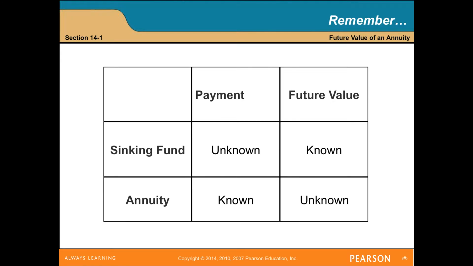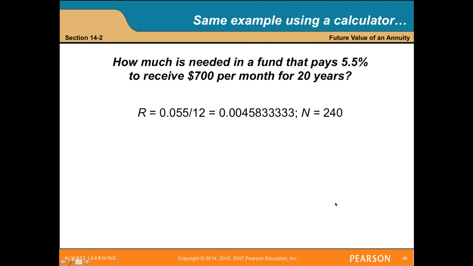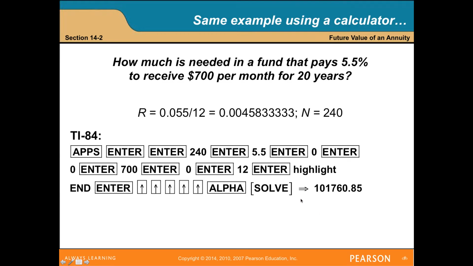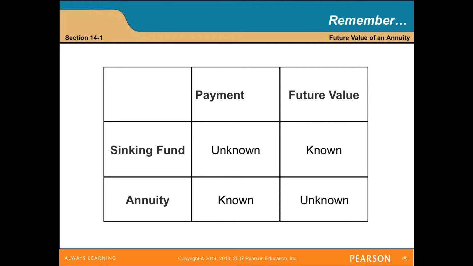So remember, this is a nice chart that you can take along with you. Now we have payment and future value, sinking fund, and annuity. In the sinking fund, the payment is unknown. In an annuity, the payment is known. In a sinking fund, the future value is known, but in an annuity, the future value is unknown. You can try to calculate it, but it is more certain in the sinking fund.